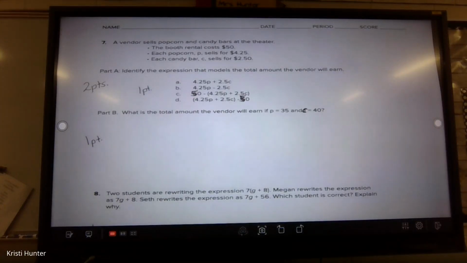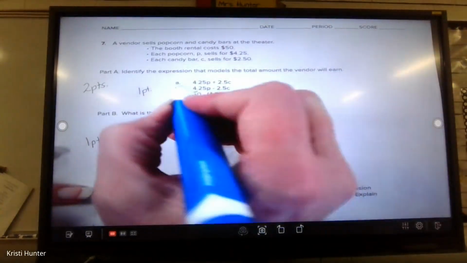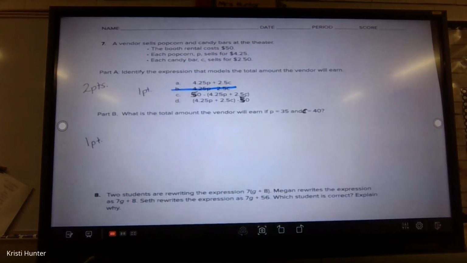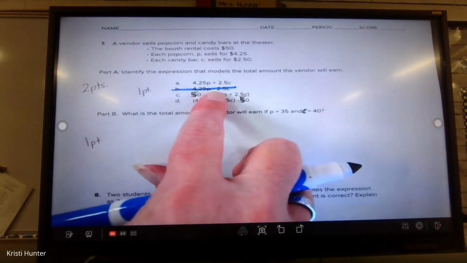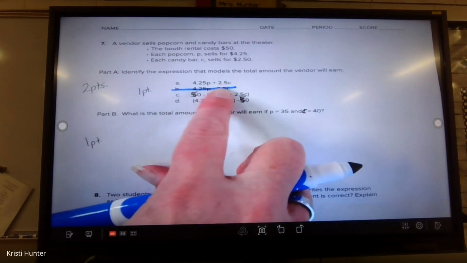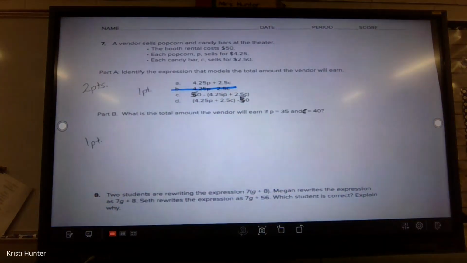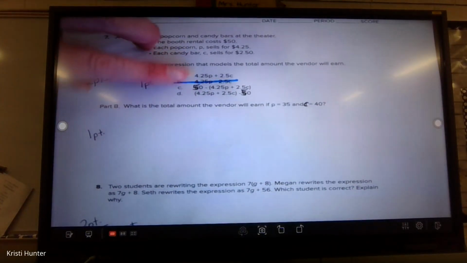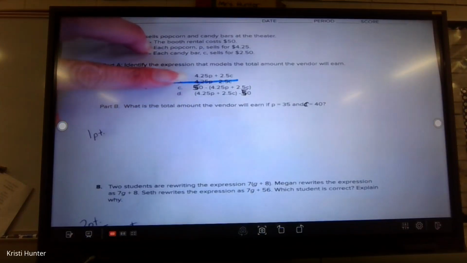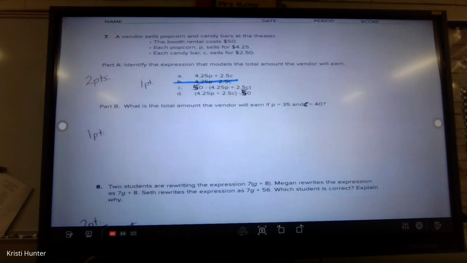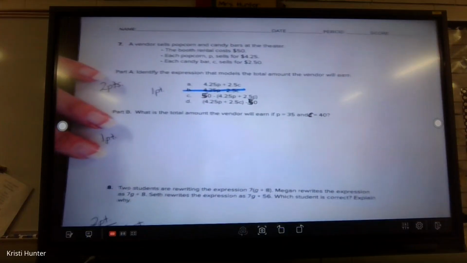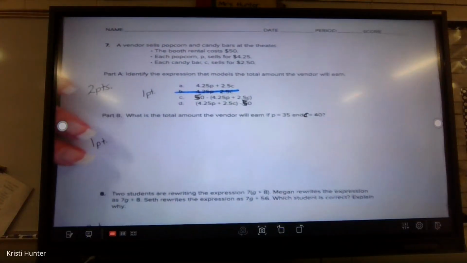So when we're talking about earnings, that tells me we are going to be adding. So I can take this equation out right off the bat. I am not going to subtract anything when I'm talking about my profit. I don't want to take my popcorn minus my candy bar profit. That's not going to tell me my earning. So I see an interesting thing here on these two, C and D, that's not on A. There's a 50. And when I go back up and look at my problem, I see that 50 is there as the booth rental cost.